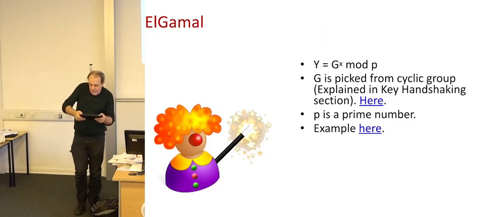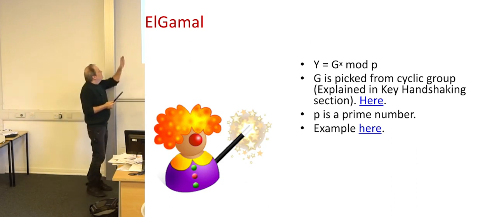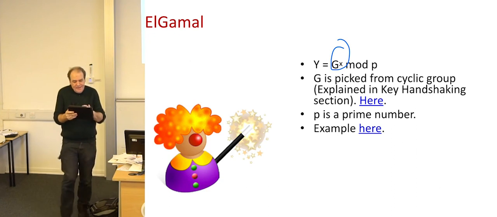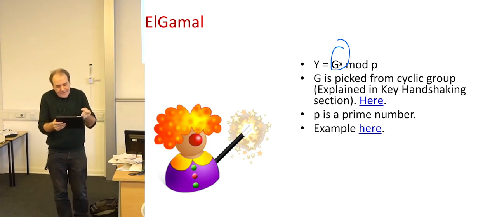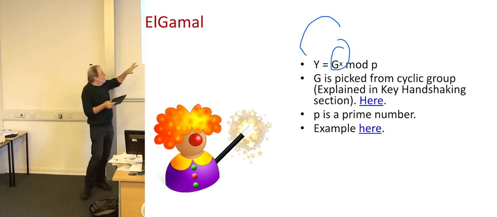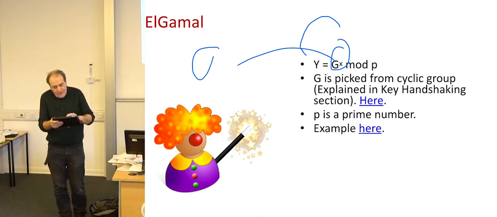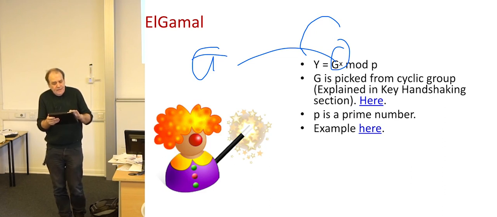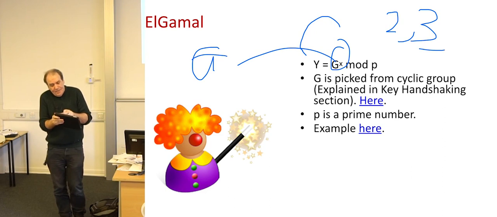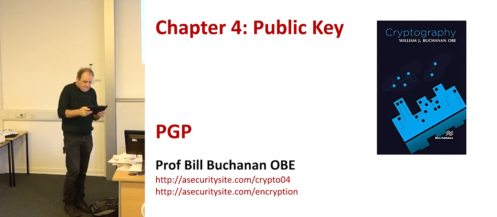Okay, so as a final method to cover, we can also have ElGamal, and ElGamal makes it difficult for us to discover the value of X if we know G, Y, and P. Only certain values of G will actually work when we do this, and it's typically a value of 2 or 3 that we actually use.